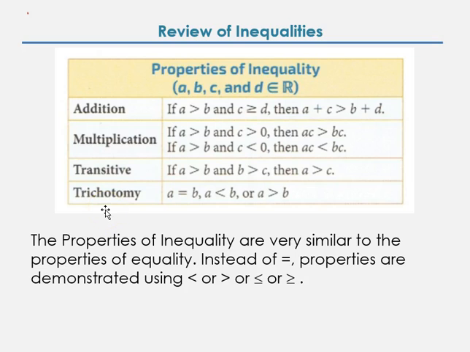In trichotomy, which is a property we use quite frequently for proofs, if A equals B, or I should say, for inequalities only, A will be less than B or A will be greater than B, or as we've already learned, A will equal B.